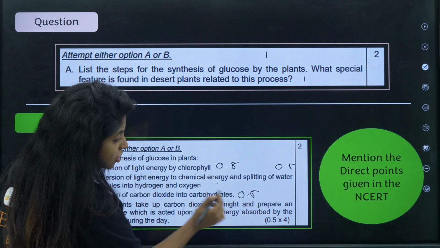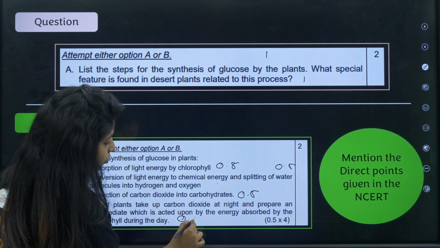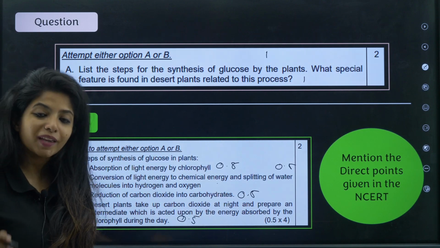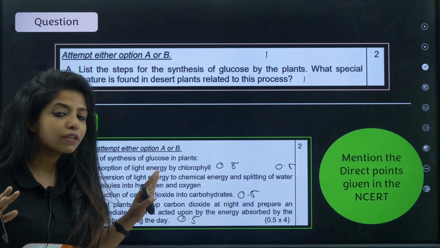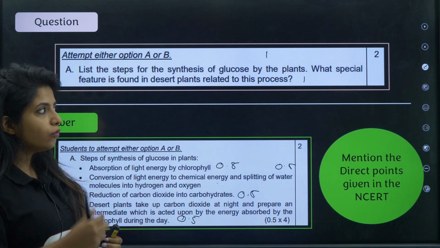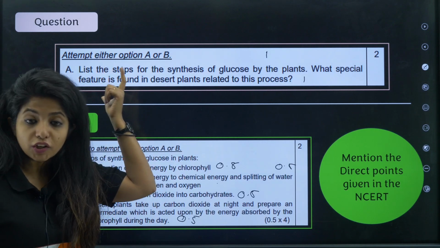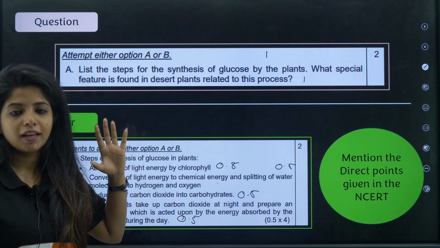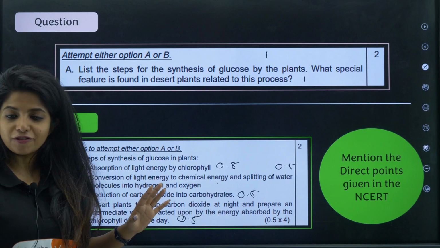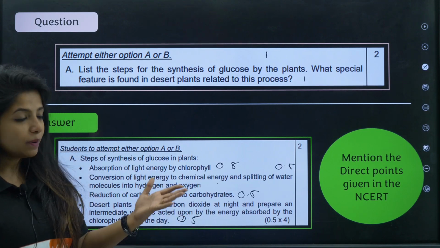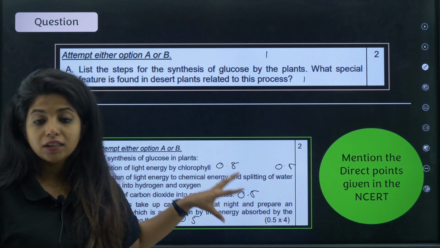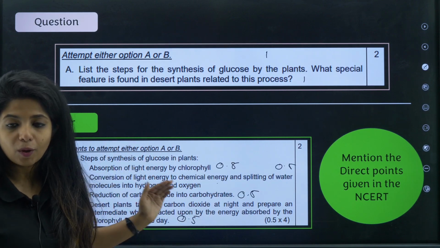Okay, then this last part of the question also becomes 0.5 marks. So in here, can you calculate and do things? Can you divide and do things? No, children. Over here, you have to write everything that is given in your NCERT for the whole process. There is no other way. I know that this is kind of cheating, big cheating, but yes. So mention the direct points that are given in your NCERT.